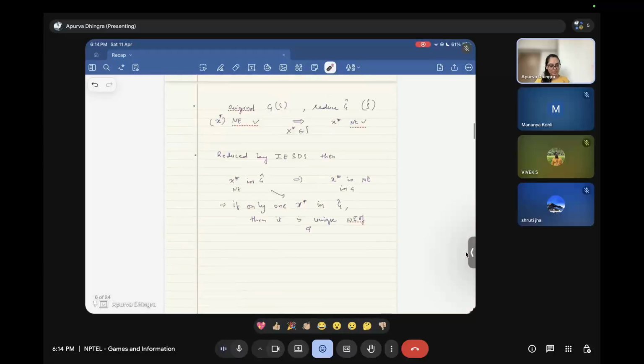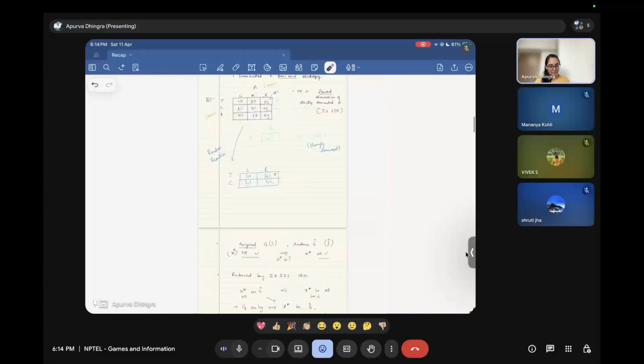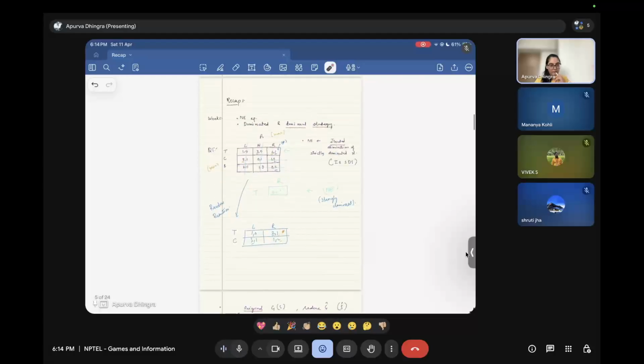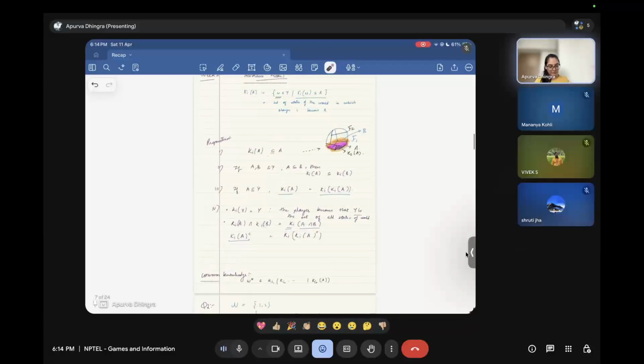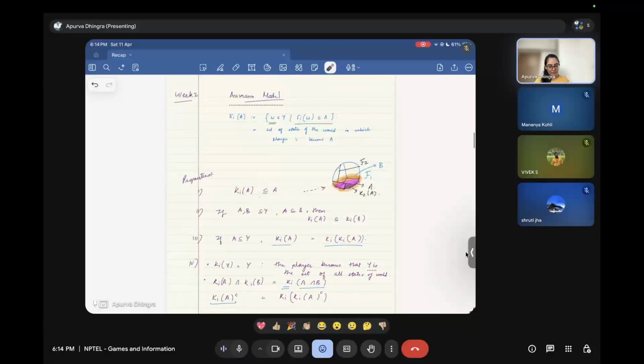Any doubts in this part? If I'm to summarize, this is the main takeaway for week 1. Okay, yeah, this was easy. We've gone through this stuff a few times, so I'm sure you're comfortable with it now.